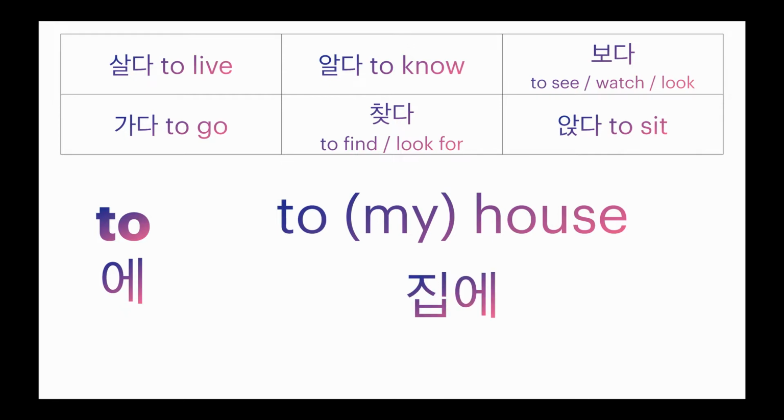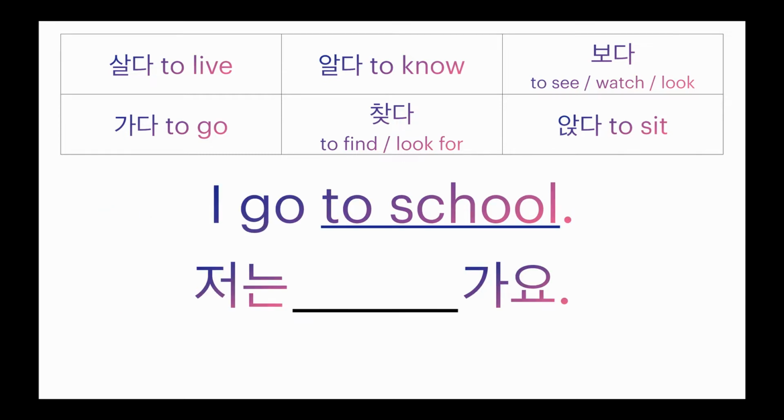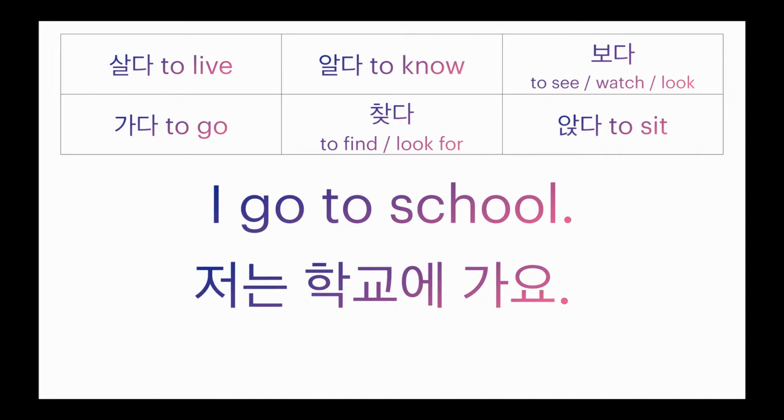To my house. 집에, 집에. To school. The word for school is 학교. So to school would be 학교에, 학교에. So I go to school. 저는 학교에 가요. 저는 학교에 가요.